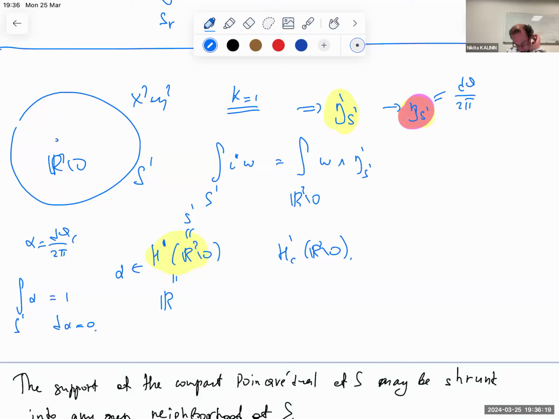Well, how to check it? First of all, indeed, that's a form defined on the whole R2 without 0, so it's not with compact support. Its support is not compact. And you have that the integral of omega over S1 is the integral over R2 minus 0 of omega wedge d theta over 2 pi. So what do you think? Is it true or not?